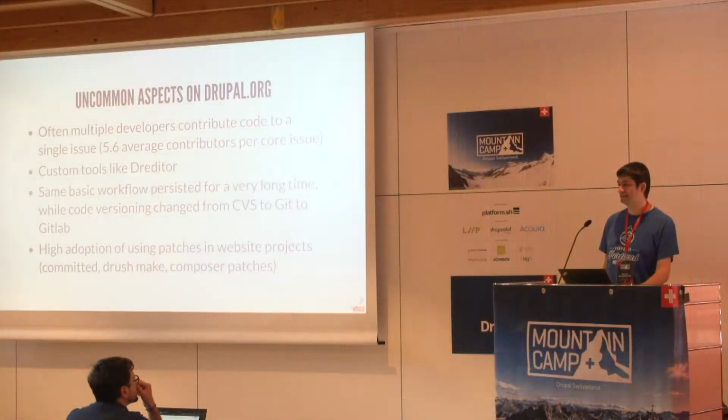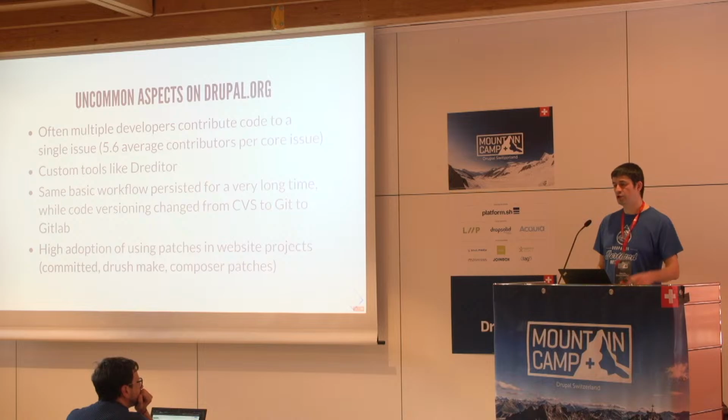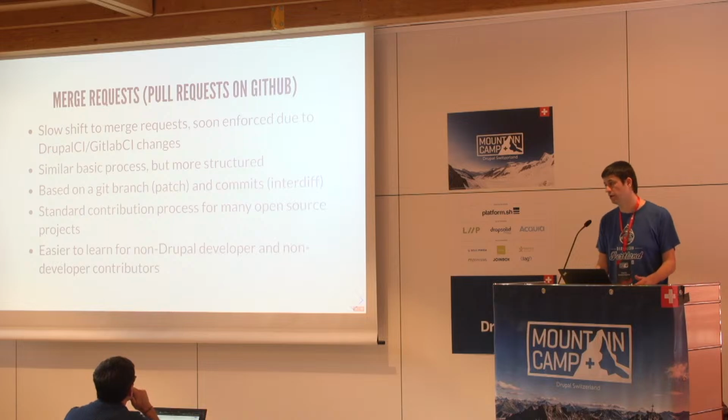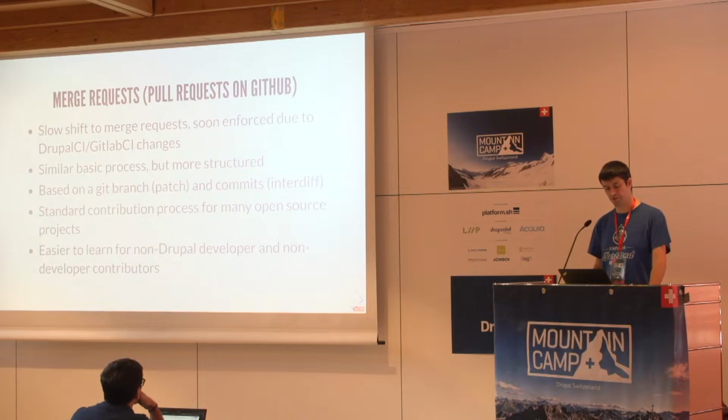Another special thing is that most of us are quite used to using patches in projects. So many of us used to compose a patches project. If you don't, I will talk about it a bit later. But because of this sometimes slow process, we often have 1, 2, 10, 20, 50 patches in our projects to get it to work the way we need it to, we want it to. So merge requests, called pull requests on GitHub.